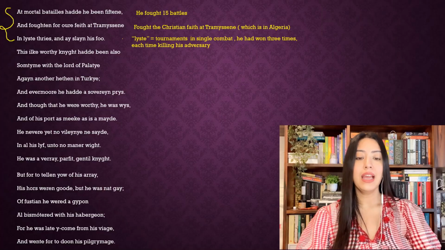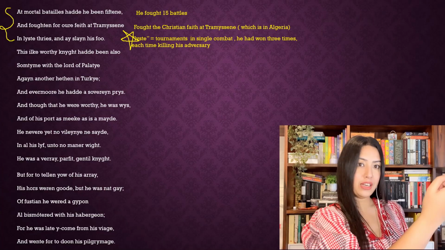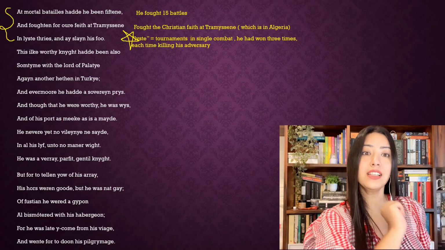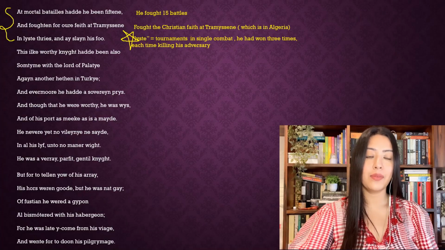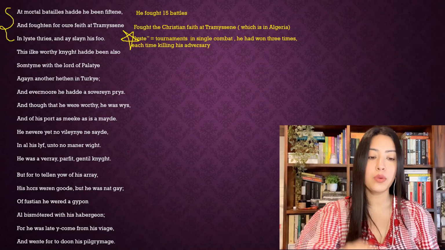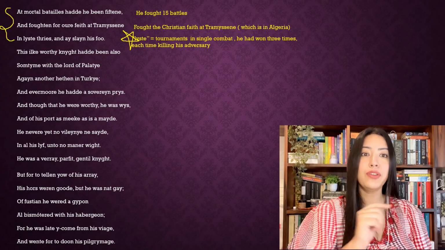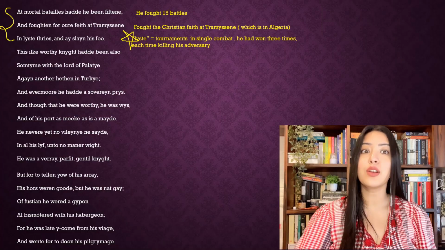What does this mean? A list is a tournament of single combat. You have an opponent and you fight with him. It's a one-to-one match. Okay, so it's single combat, and he fought in lists, and in these three lists he won three times. Each time he had killed his adversary. He had defeated the enemy, and not only defeated but killed his adversary. So he had a lot of strength.